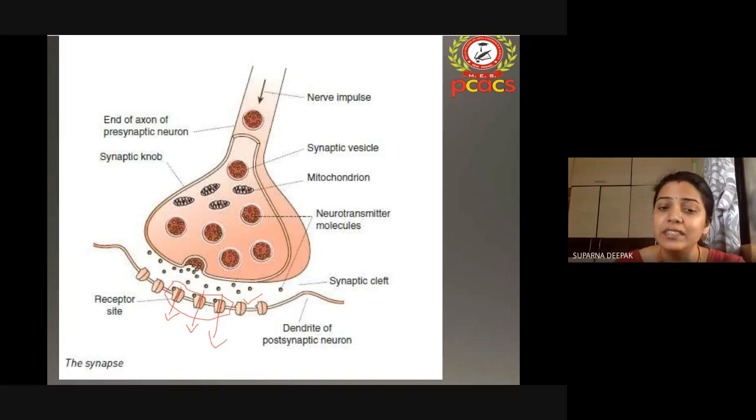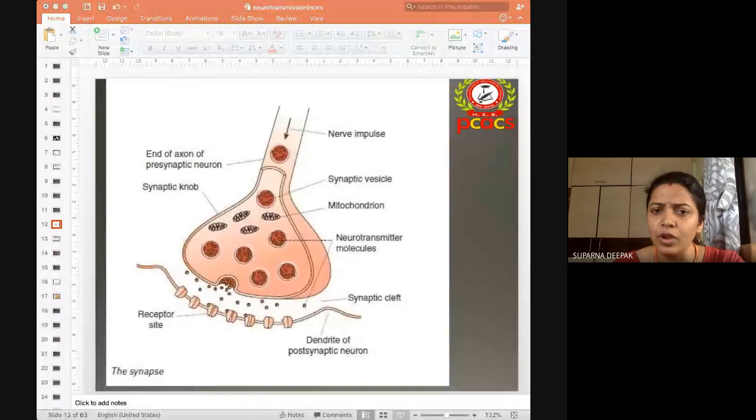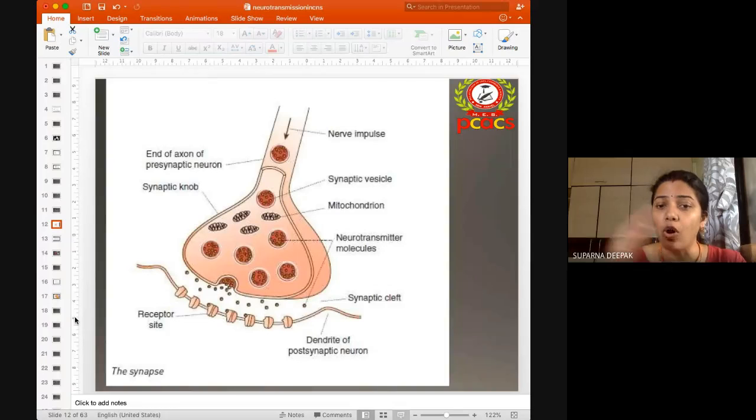I have told you that these are electrical impulses. So when there is an electrical impulse, definitely it is related to potential difference. So how is this potential difference going to be created? Let us understand that. You have already learned about the feature of having different concentrations of ions across different types of membranes, right?